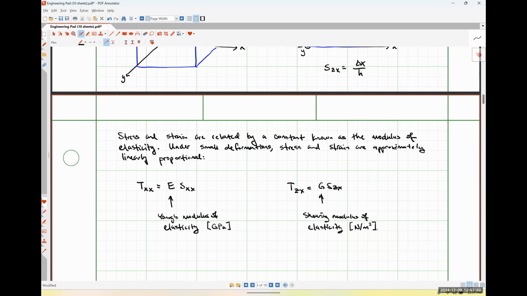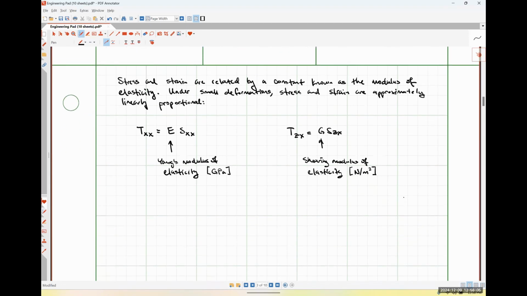So Young's modulus quantifies the stiffness of a material, and the shearing modulus of elasticity quantifies the ductility of a material. And these two material constants are related to each other through Poisson's ratio, as G, our shearing modulus of elasticity, is equal to E, our Young's modulus of elasticity, divided by twice 1 plus nu.